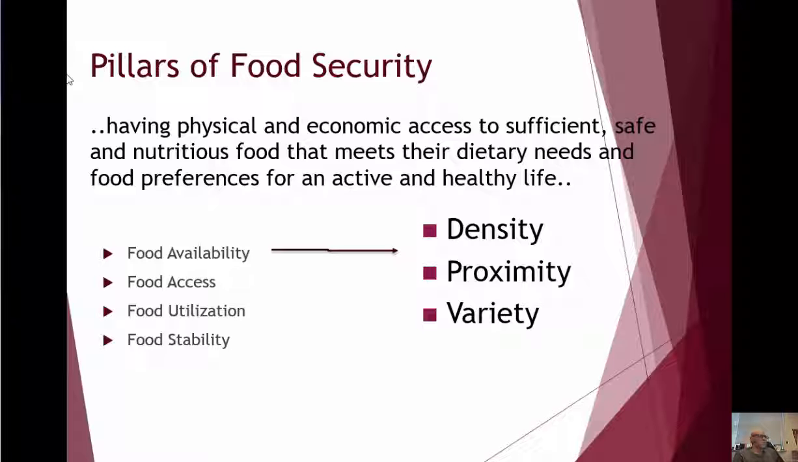We can look at proximity. What is the nearest fast food to your home versus the nearest healthy food location to your home? And that's actually what we call the food balance ratio, or variety. What is the ratio of healthy food to unhealthy food, however we classify healthy food and unhealthy food?